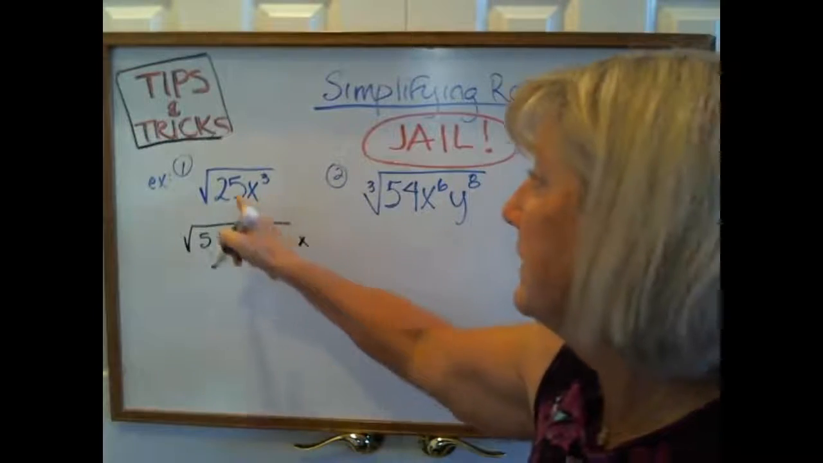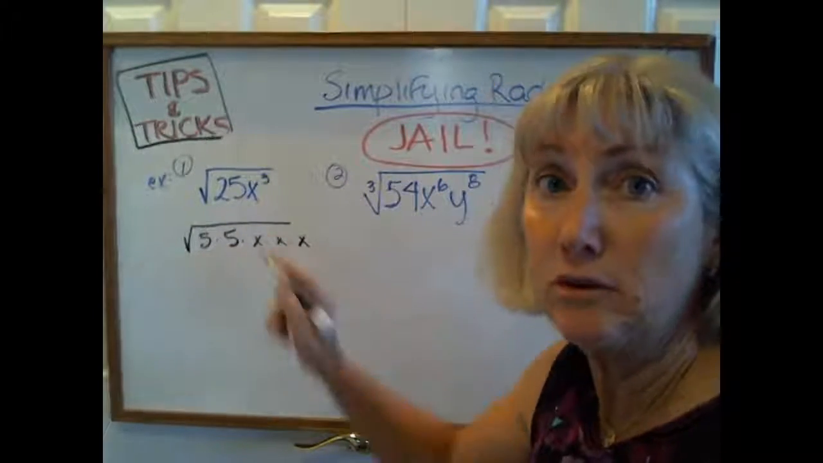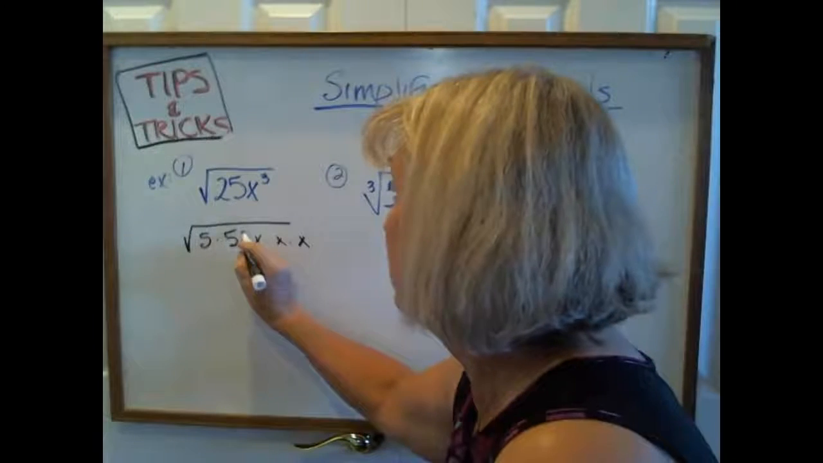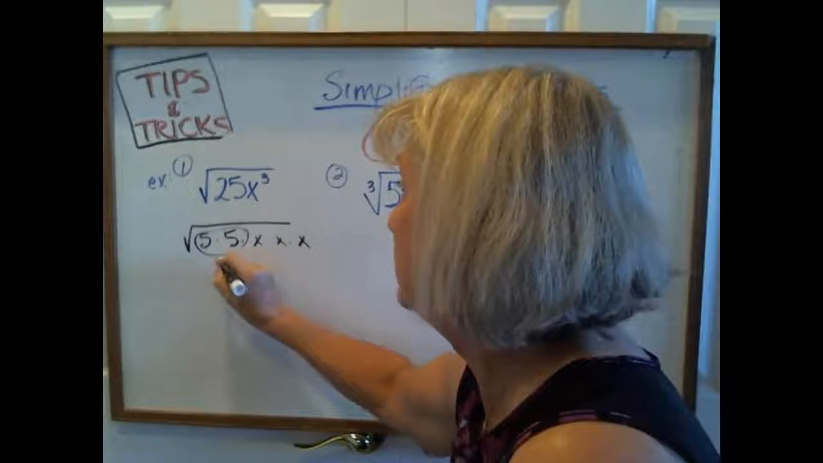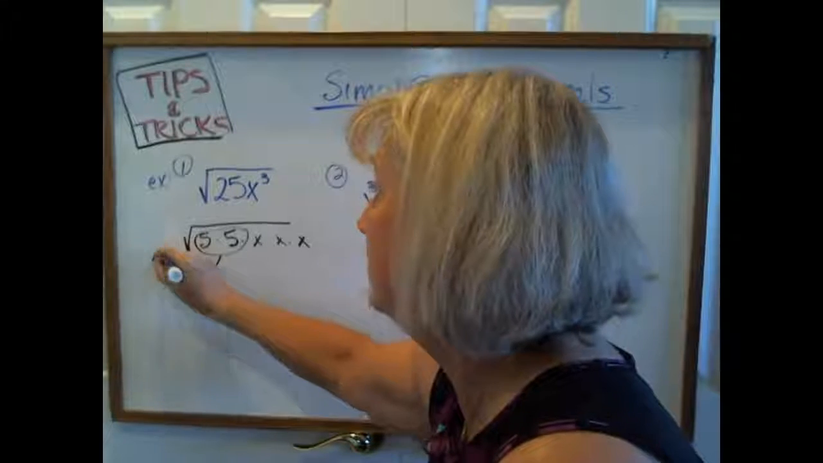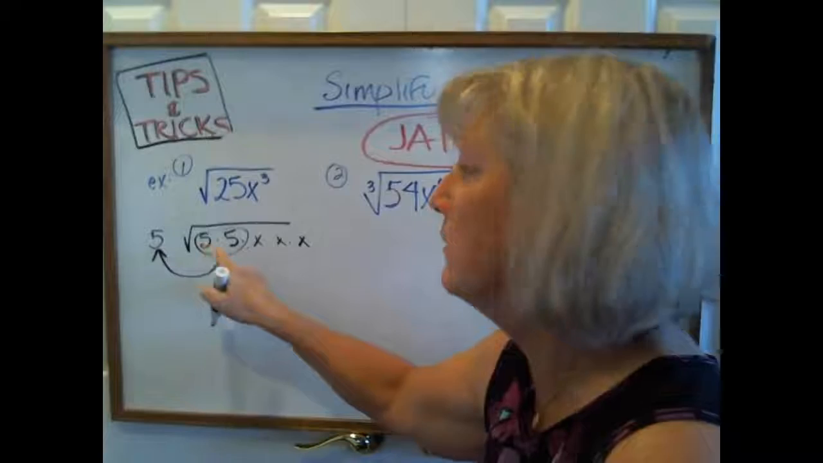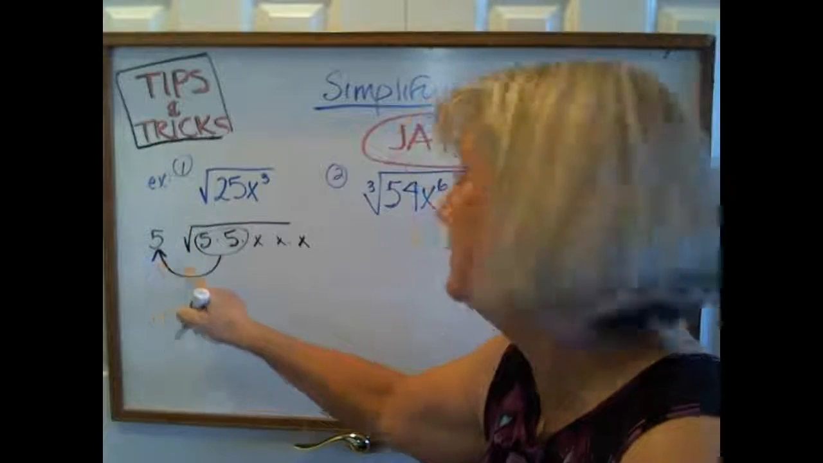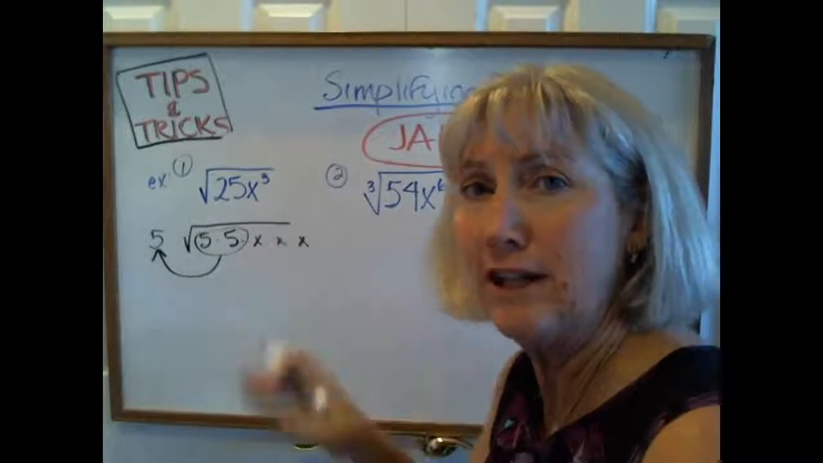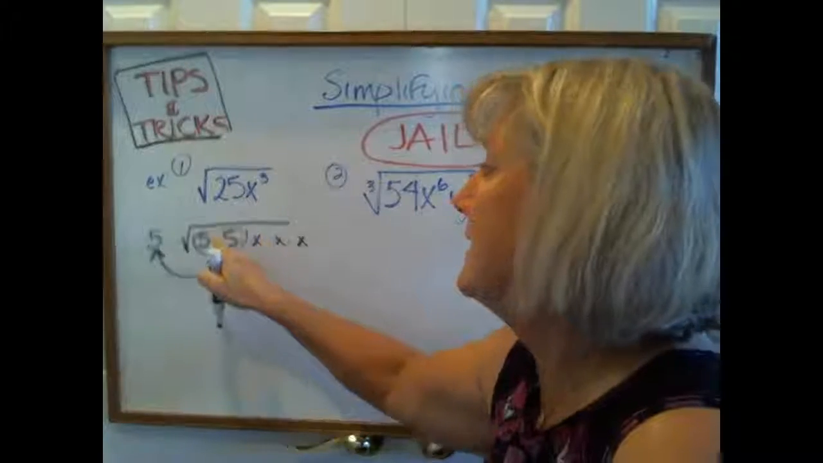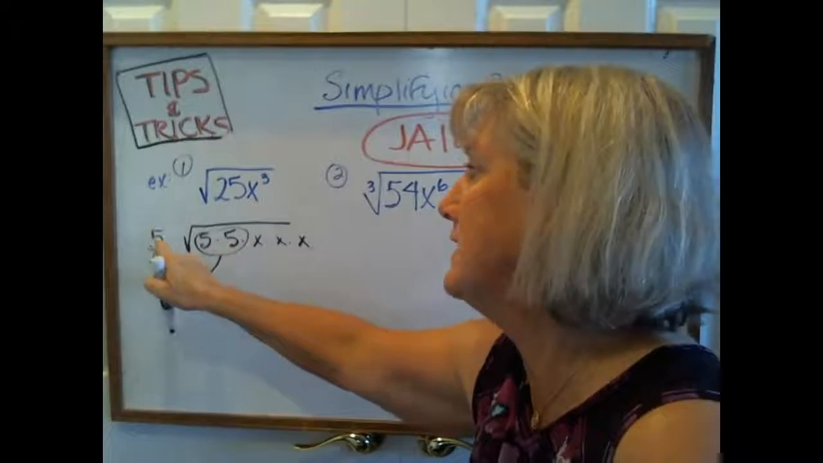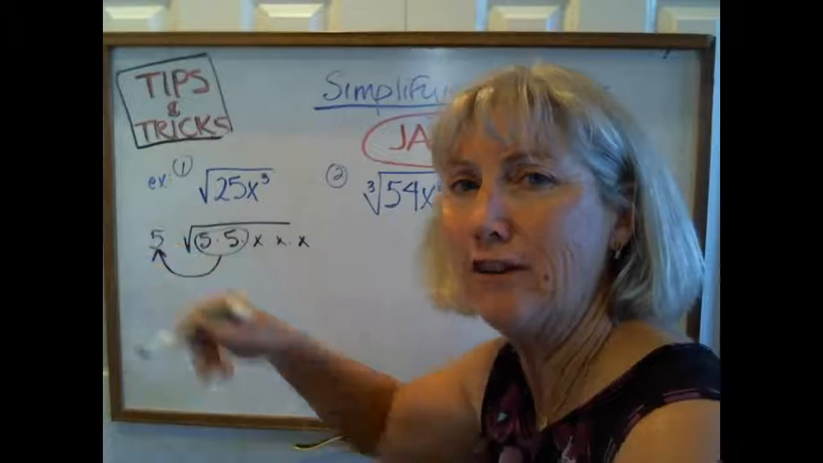Now notice that there are two 5s, so the 5s are friends. So the 5s can come out of jail and they turn into one 5 on the outside. The square root of 25 is 5. The way I rationalize that with my story is that they're such good friends now that they stick together and are one 5 for the whole rest of their lives.